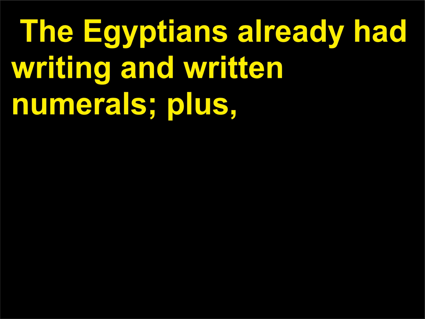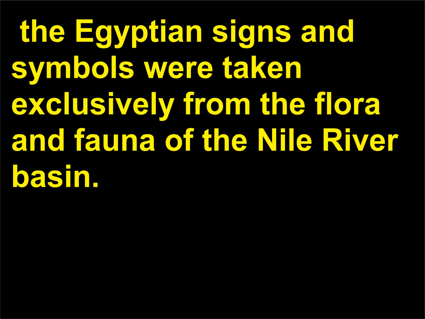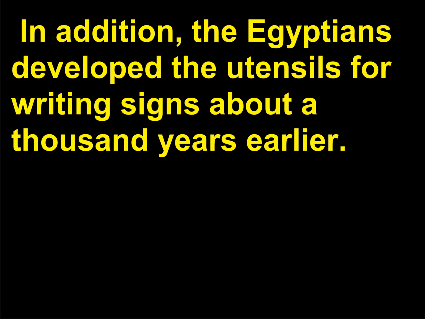The Egyptians already had writing and written numerals, plus the Egyptian signs and symbols were taken exclusively from the flora and fauna of the Nile River basin. In addition, the Egyptians developed the utensils for writing signs about 1,000 years earlier.